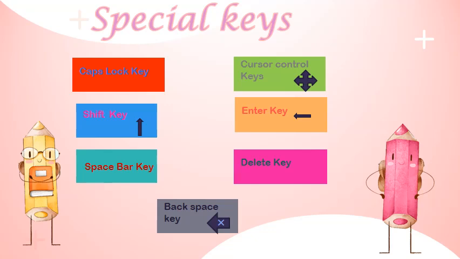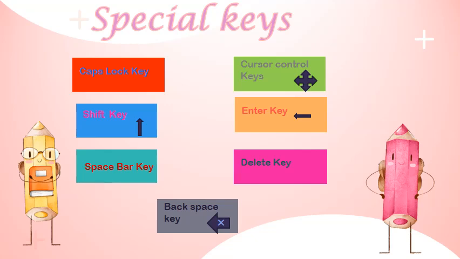Number 2, shift key. There are 2 shift keys on the keyboard. One is on the left side and the other one is on the right side of the keyboard. Next key is space bar key. Have you seen the longest key on the keyboard? Yes, it is space bar key, and it is used to put blank spaces between the words.